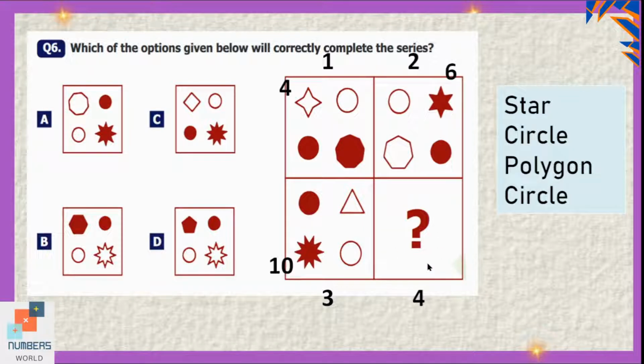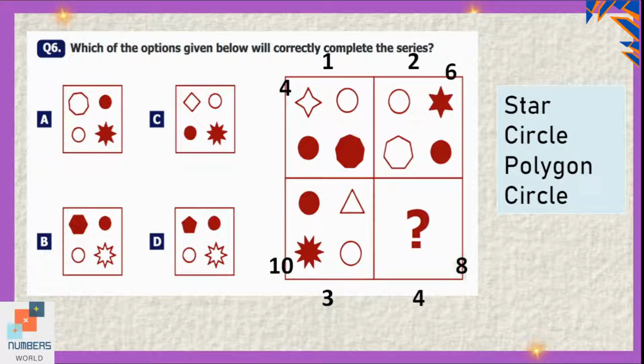So in square number 4, there should be a star with 8 corners, but it should be unshaded as well to complete the pattern. So if we look at option A and C, the stars are shaded and they have 8 corners as well, but we need an unshaded star. So we will consider our option B and D because the stars in these two options are unshaded and they have 8 corners as well.